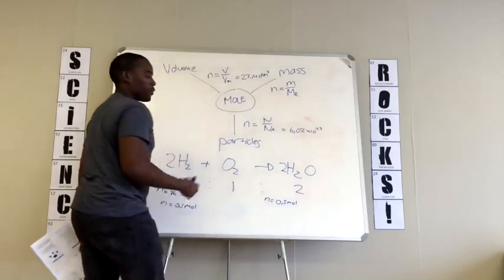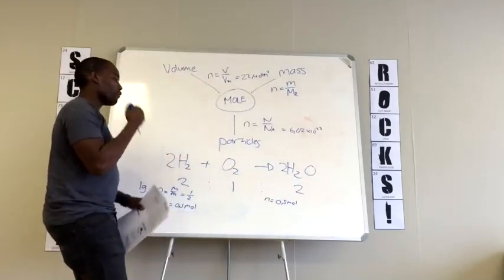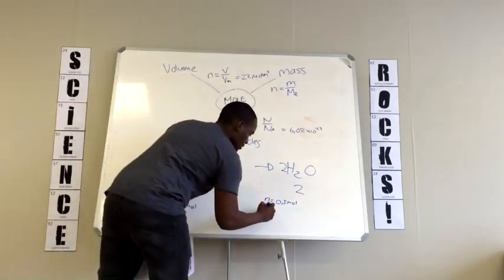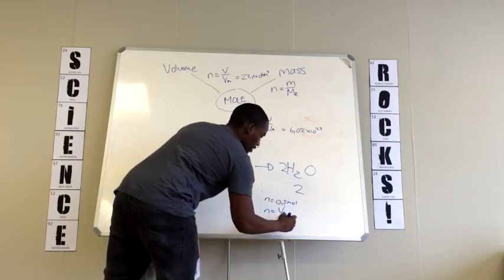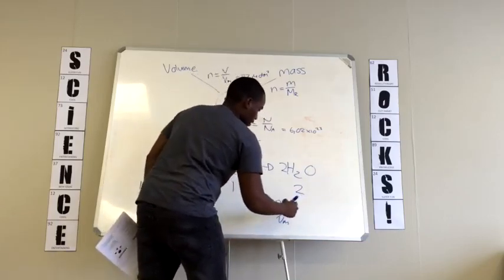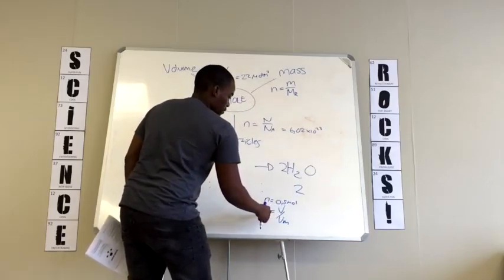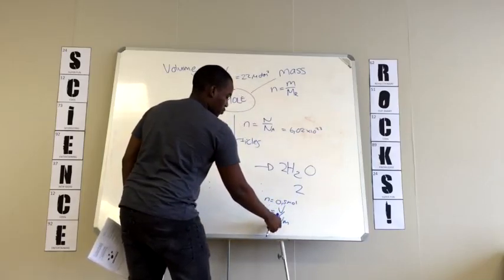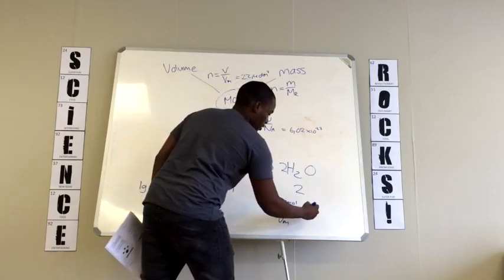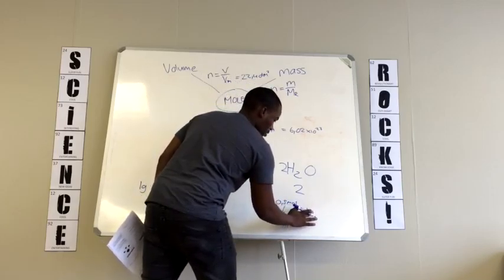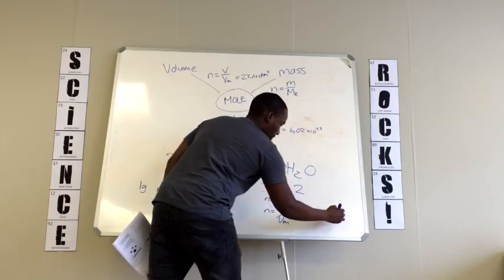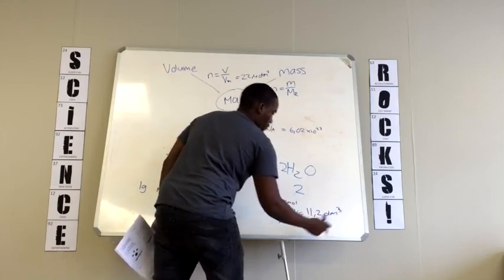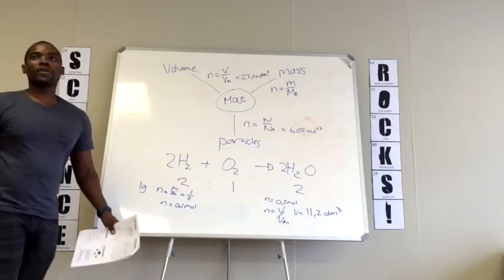And then if the question was, what volume of water could I produce? Then I say my number of moles is equal to V divided by V at STP. Plug in the values. That's going to be 0.5, that's going to be 22.4, and I end up with my volume being 11.2 decimeters cubed of water. Simple enough, right?